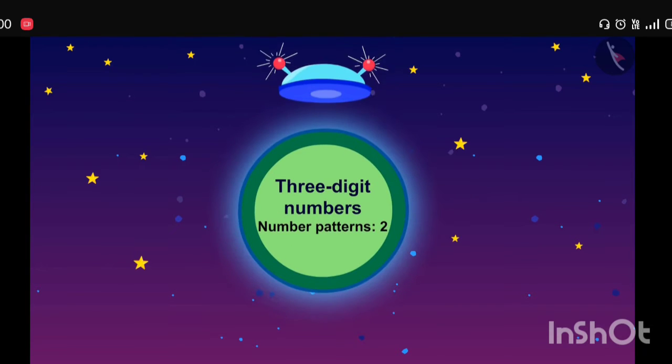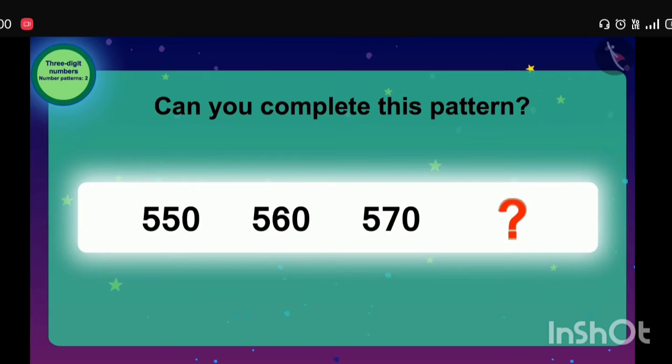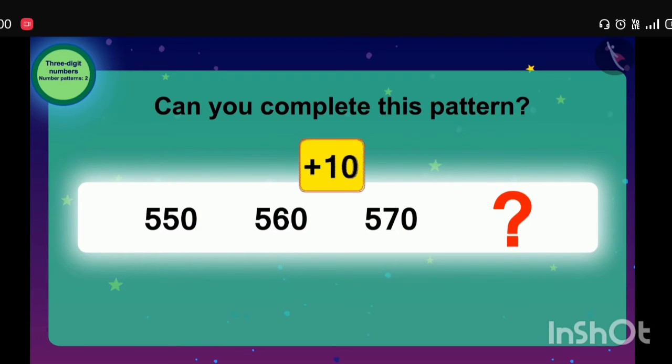In this video, we will understand some more interesting number patterns. Can you complete this pattern? Yes, you are right. To find the next number in the pattern, we need to add 10.